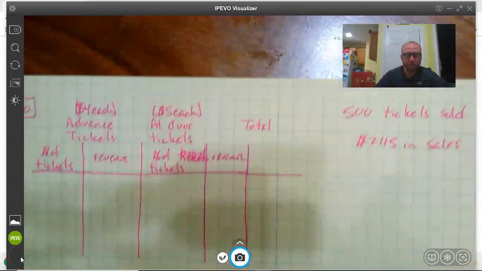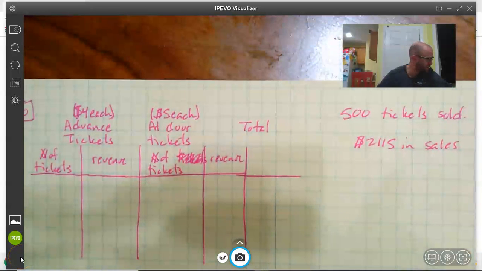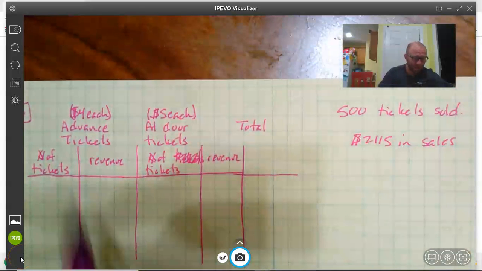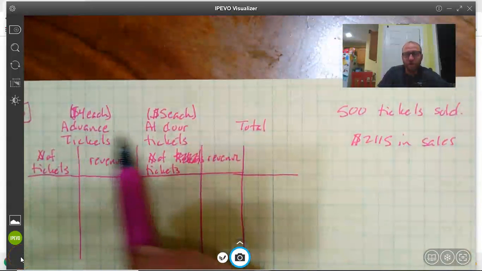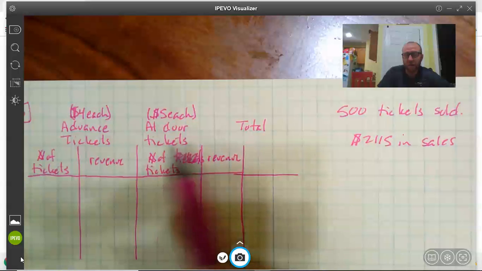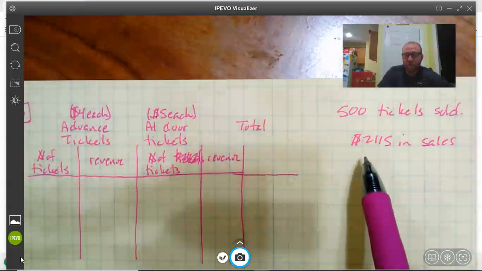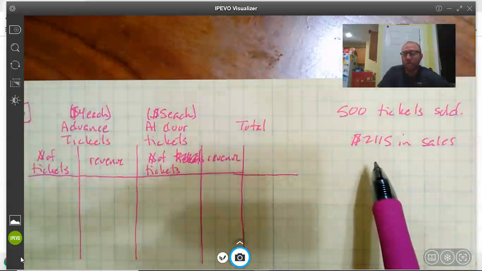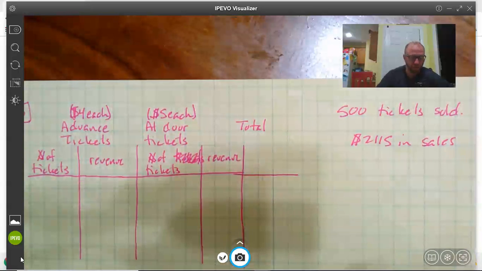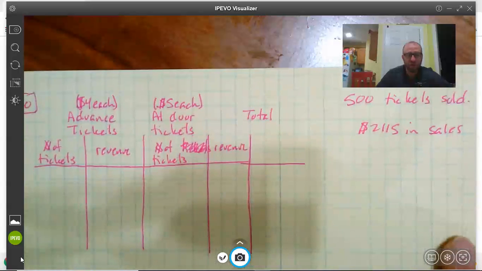All right, in this problem, we're selling tickets to a play. If we buy the tickets in advance, they're $4 each, but at the door, they're $5 each. 500 tickets were sold, and there was $2,115 in sales. And we're trying to figure out basically how many of each type of ticket were sold. So I've set up a guess and check table here.